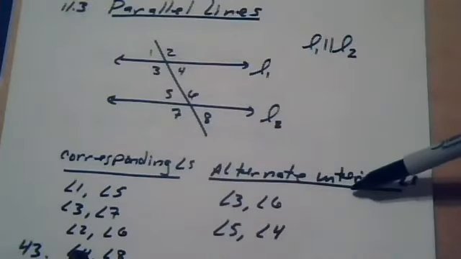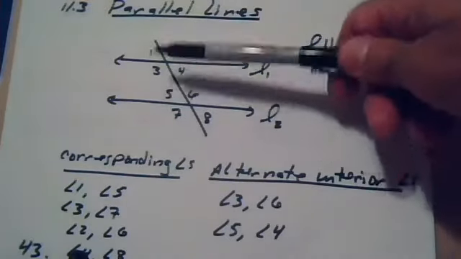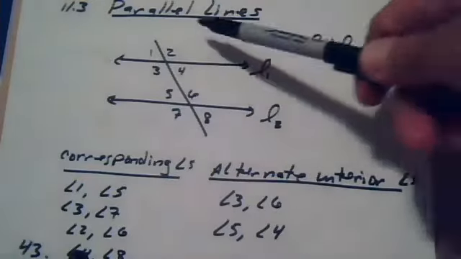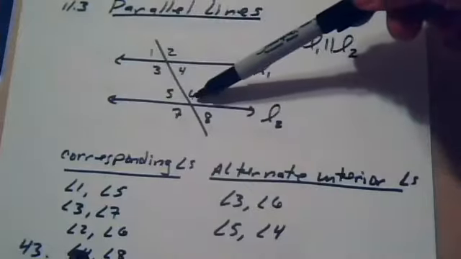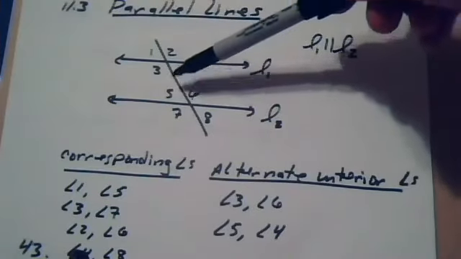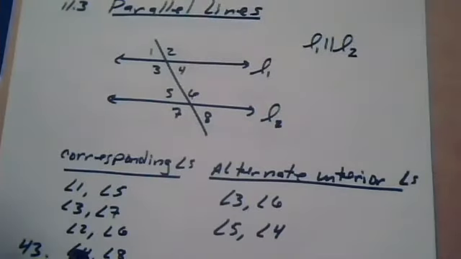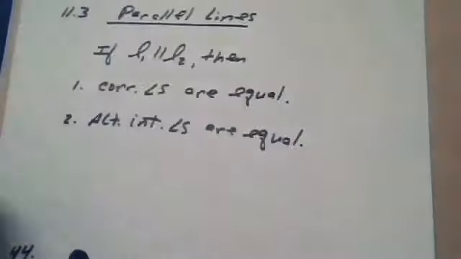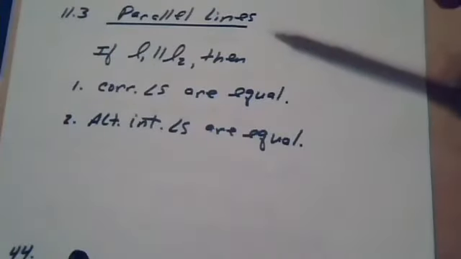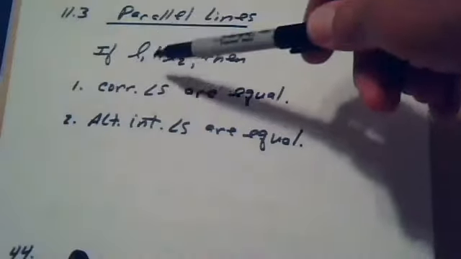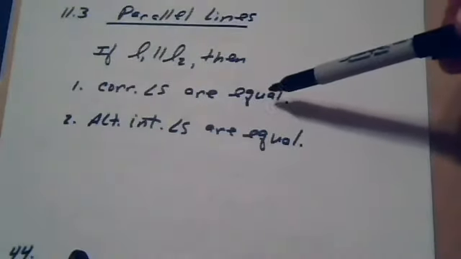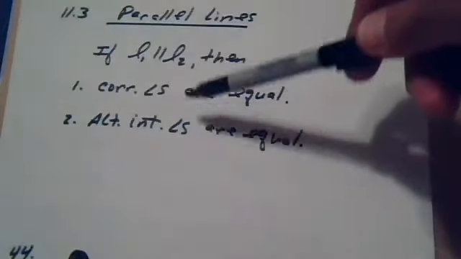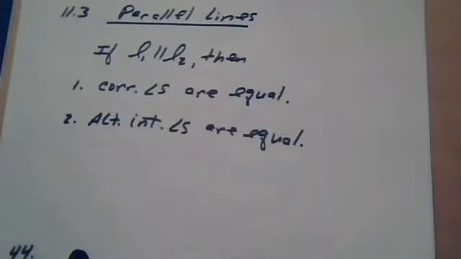Alternate interior, well, interior means between the 2 parallel lines. Alternate means that they go on one side and the other. So angle 3 and 6 are alternate interior. Angle 4 and 5 are alternate interior. Parallel lines: if line 1 is parallel to line 2, then corresponding angles are equal, or congruent. If line 1 is parallel to line 2, then alternate interior angles are equal.